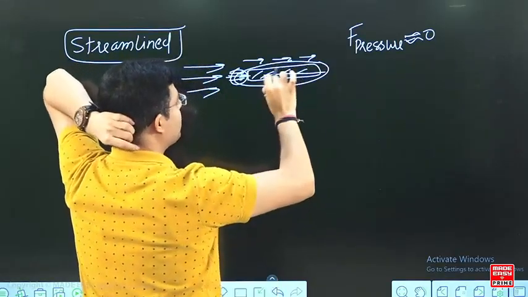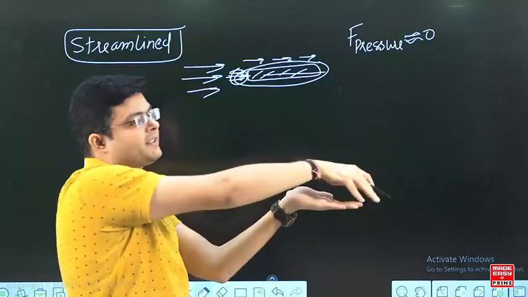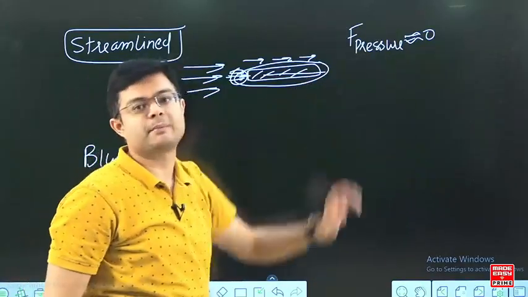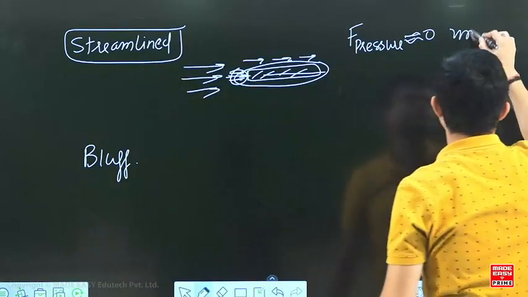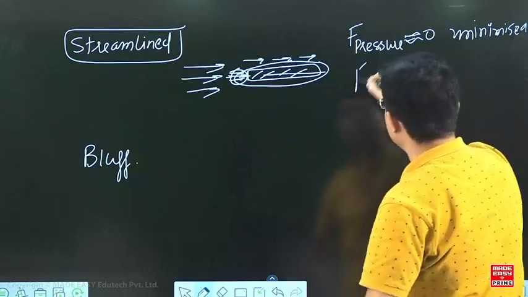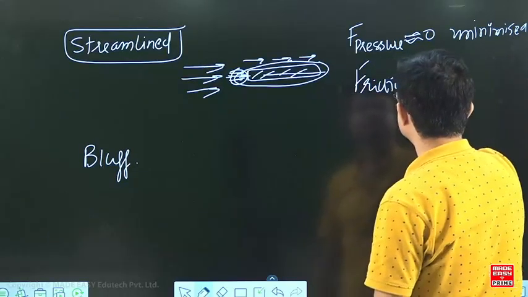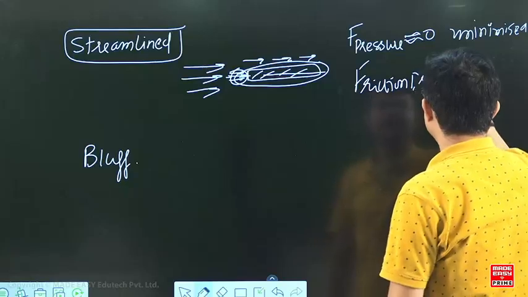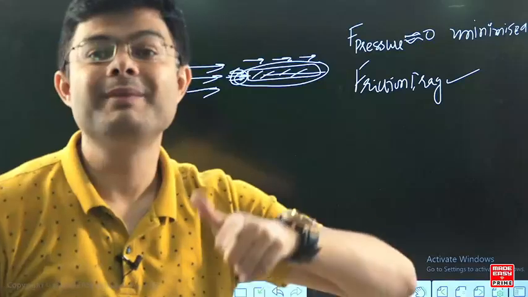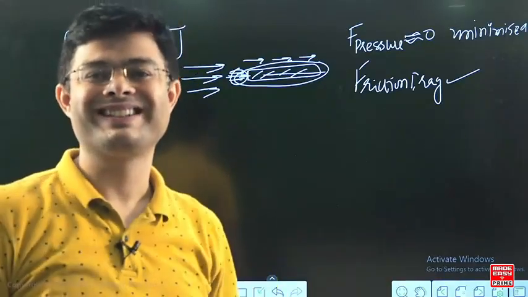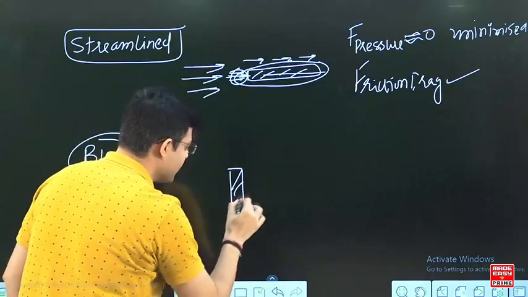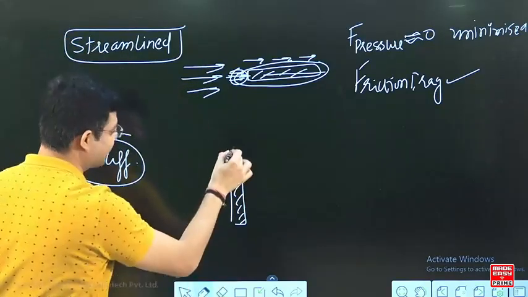Whenever the orientation or the shape of your body is in such a manner that it coincides with the direction of the flow, the pressure drag is minimized. Though we are going to experience friction drag, our main aim is that we should reduce pressure drag. Hence, streamlined bodies are preferred in the design. Whereas, what is a bluff body? A bluff body is the one in which the body is kept perpendicular to the direction of the flow.